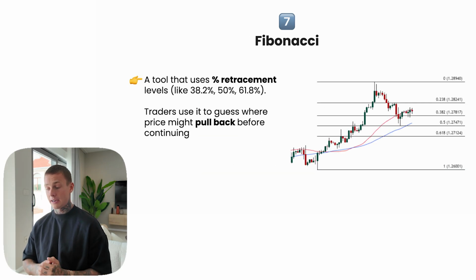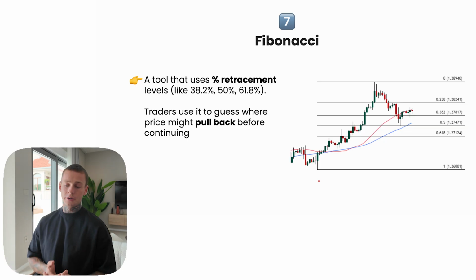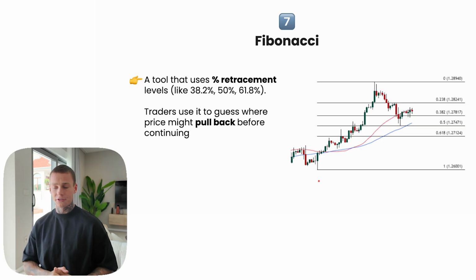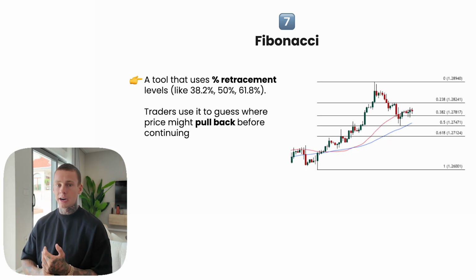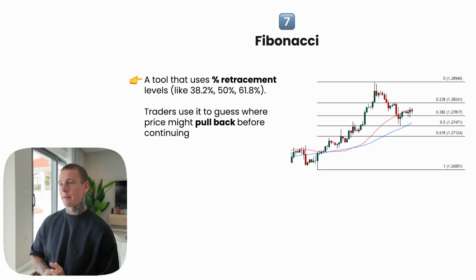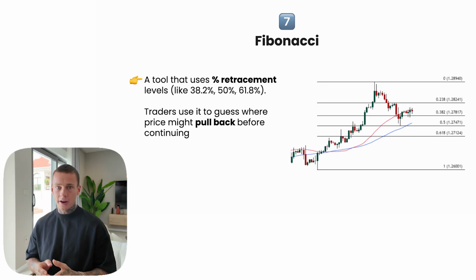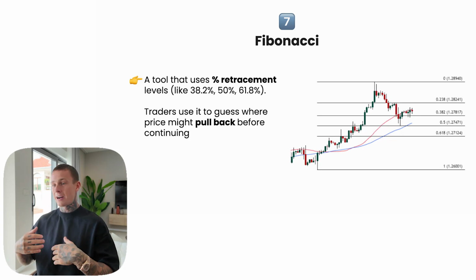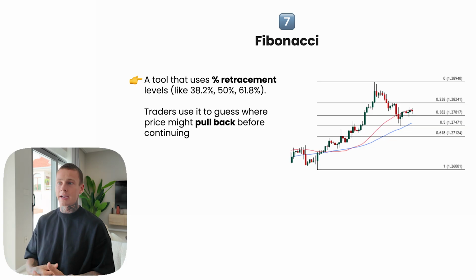Number 7 is a Fibonacci, again another thing that we've touched on here. So a tool that uses a percentage of retracement levels: 38.2, 50, 61.8, 78.6. Traders are using it to guess where price might pull back before continuing. But the thing is, when we have market structure bullish, a demand zone tapped into, which is also a 61.8 to 78.6 retracement, Fibonacci traders are using that as their golden zone. When price is in that area, they see it as their hot zone. They're looking to take a buy. If price is bullish, of course, take a buy in that 61.8 retracement and see price higher.